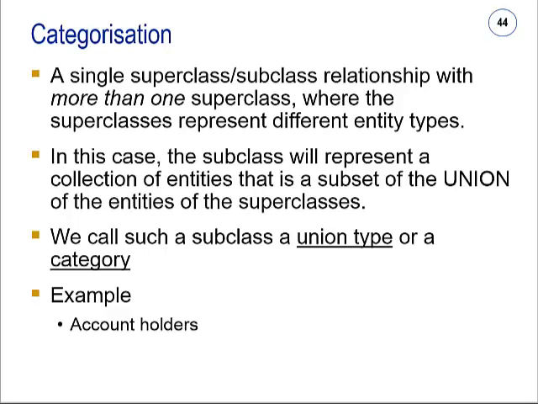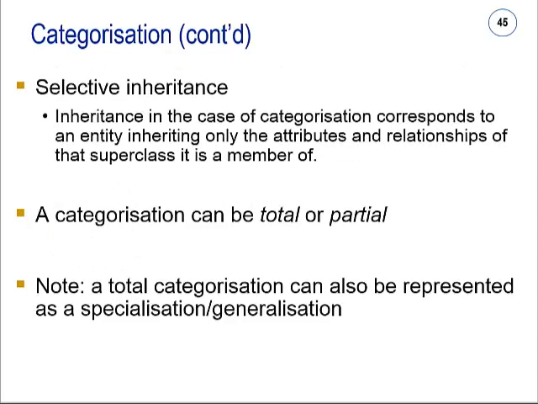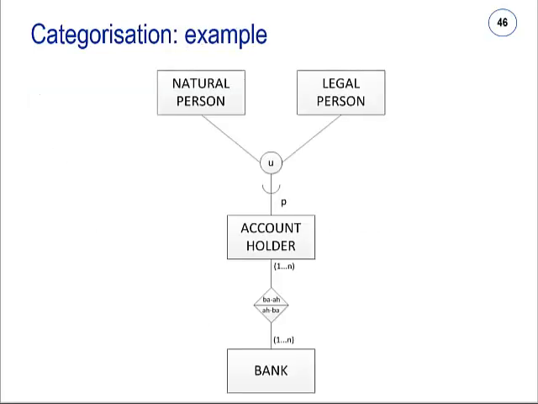This may sound very complex, so you know what we're going to do? We're going to work it out with a small example. Here you can see on my next slide, you see the ideas of selective inheritance and total or partial categorization, but it's a lot easier if we work it out with this example right here.